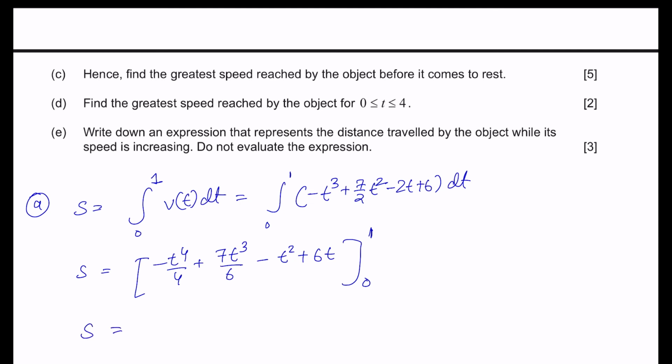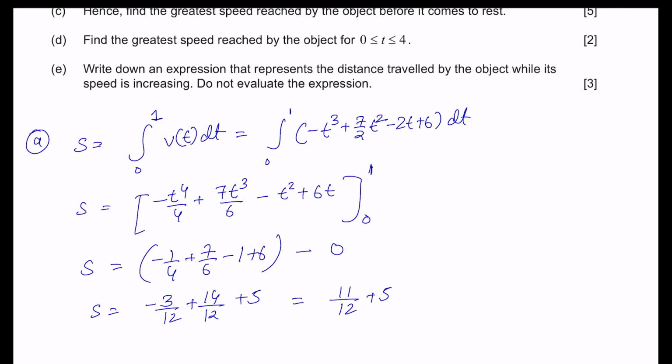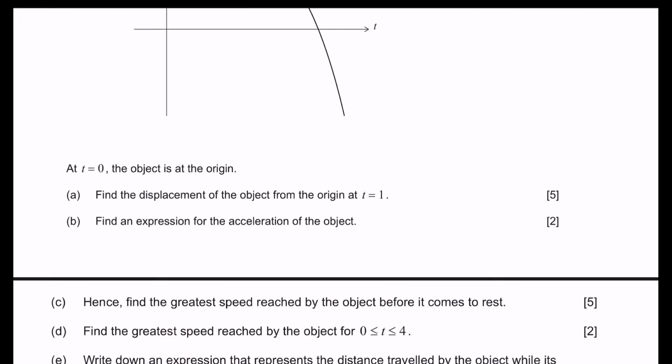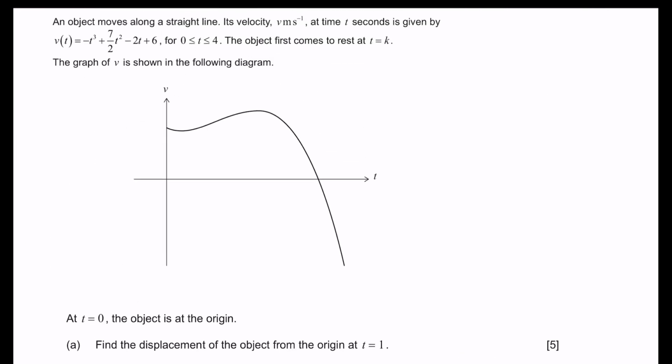So s would be equal to minus 1 by 4 plus 7 by 6 minus 1 plus 6 minus 0, because if you put 0 instead of t, the entire thing will become 0. If I simplify this, I'll get minus 3 by 12 plus 14 by 12 plus 5, which is basically 11 by 12 plus 5. Upon simplification, it's 11 plus 60 by 12. So S is 71 over 12 meters. This is the first part, the displacement of the object from t equals 0 to t equals 1.